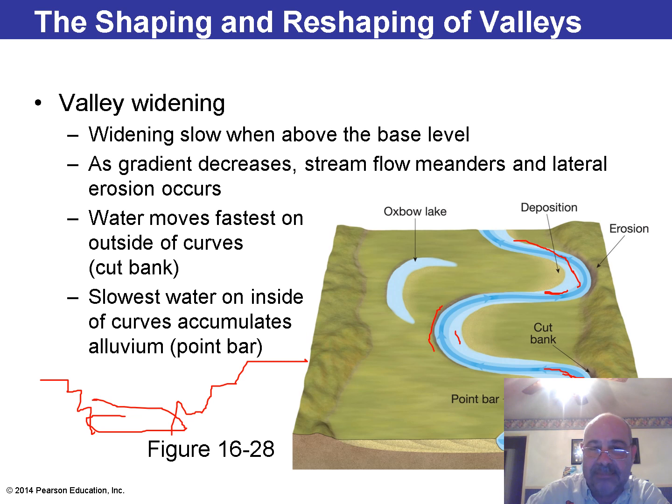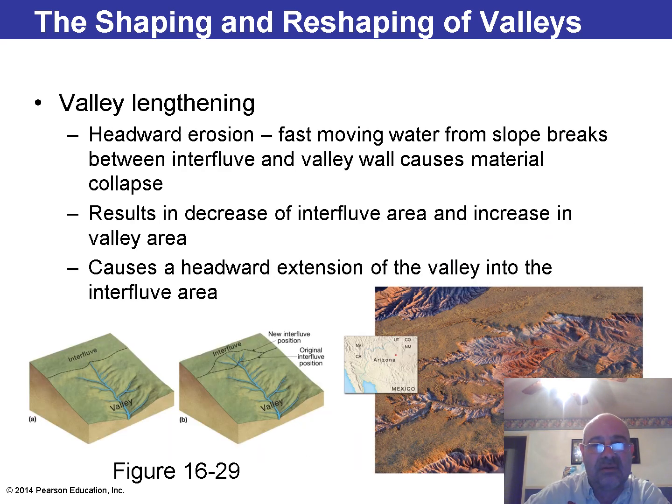Here's my Oxbow Lake. All right, because that meander cut that off. So at one time, this river kind of ran like this, right, and it finally eroded through and changed paths. Okay. Slowest water on the inside of the curves accumulates the alluvium or the point bar. So it erodes in one spot, deposits in another.